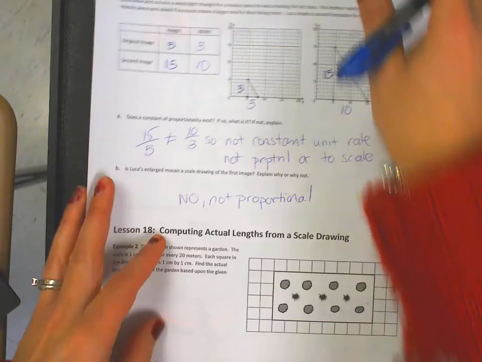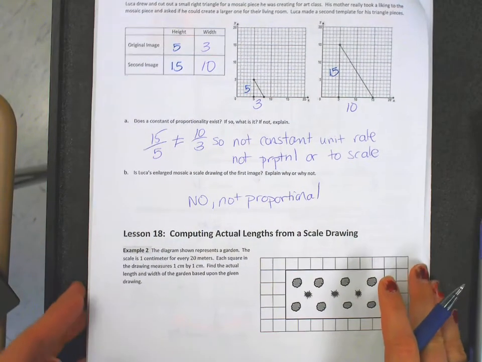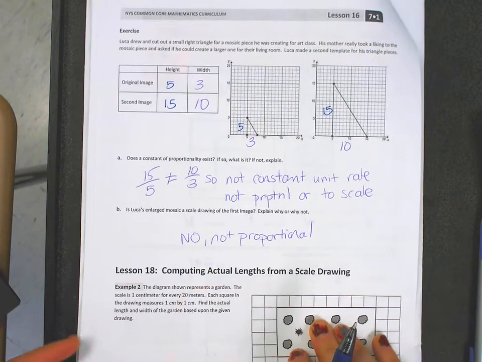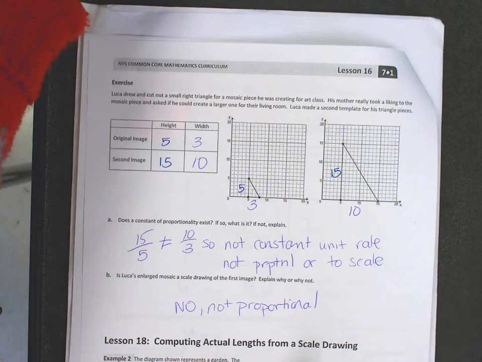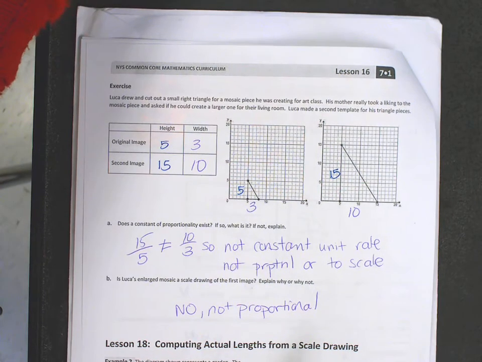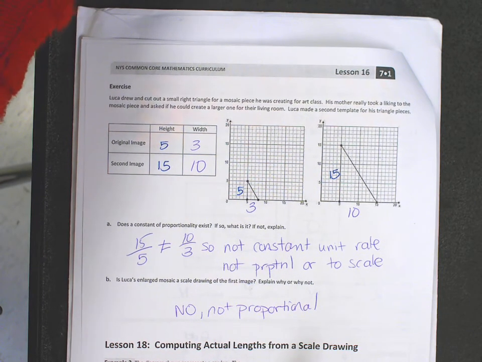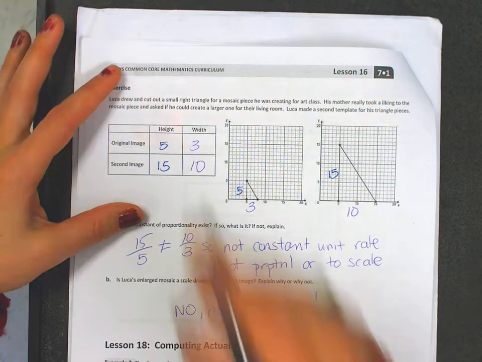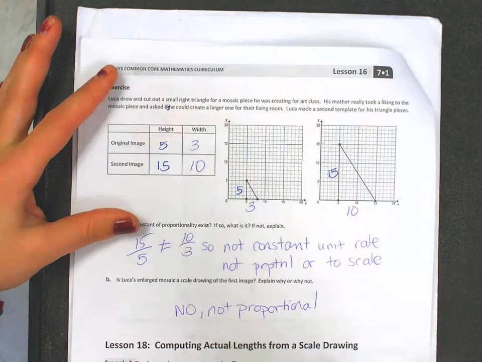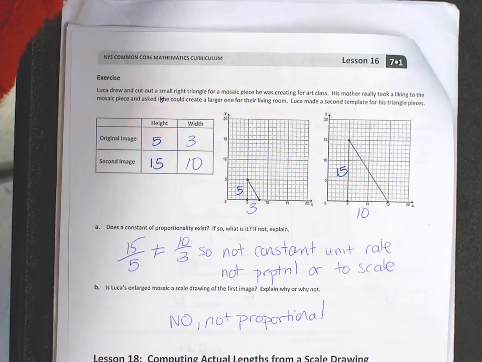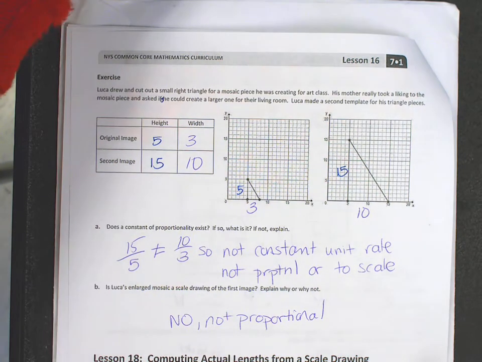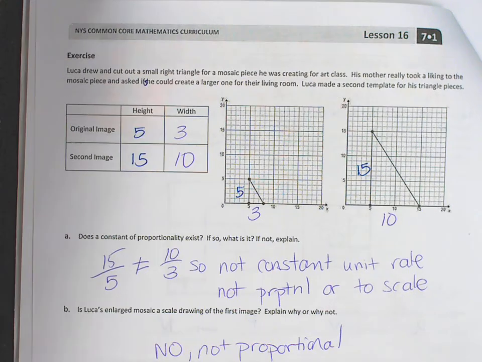So in this example, Luca drew and cut out a small right triangle for a mosaic piece he was creating for an art class. Mosaic is a pattern. His mother really took a liking to the mosaic piece and asked if she could create a larger one for her living room. Blow it up. Luca made a second template for his triangle pieces. So in the first picture, the height is 5. In the second picture, it is 15.